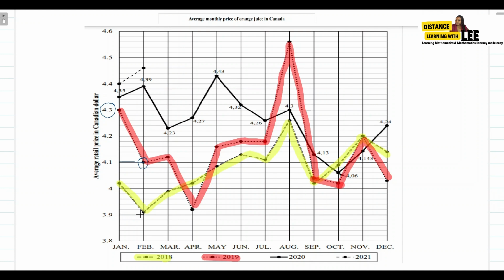So that means that the price of the orange juice was at its lowest in February 2018. Because we can see that here in February 2018, the price of the orange juice was approximately 3.98. Okay, so that was the lowest average retail price in Canadian dollars for the orange juice.